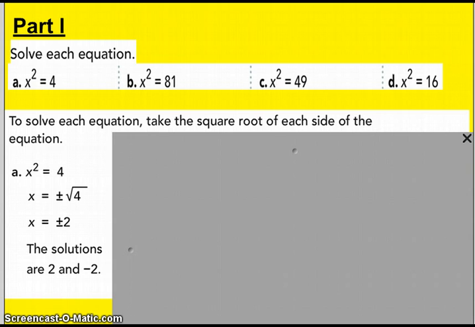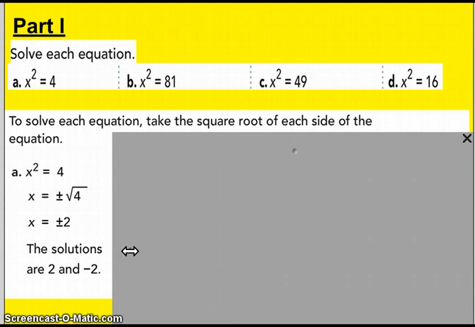Next we have 4 equations that we need to solve. It says to solve each of these equations, we take the square root of each side of the equation, which is what we've just previously finished doing. Equation A, x squared equals 4. Take the square root of both sides. So x is equal to plus or minus square root of 4, and we know that to be 2. So our solutions are positive and negative 2. We can take both of those numbers, plug them back into x in the original equation, and they will both work.